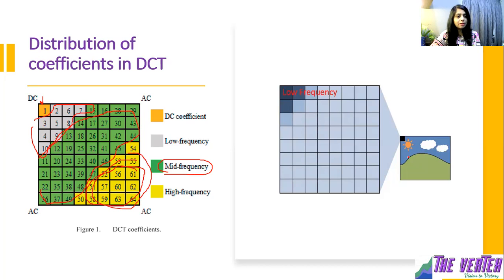Consider this example. This is a simple scene, and if we take a small 8 by 8 block from this image where there is only sky, only one color, blue, there are no variations. If you take the DCT of this, you will get a low frequency in this particular area, because in the sky there will be a little variation in the blue color. So your DCT will be in this area.